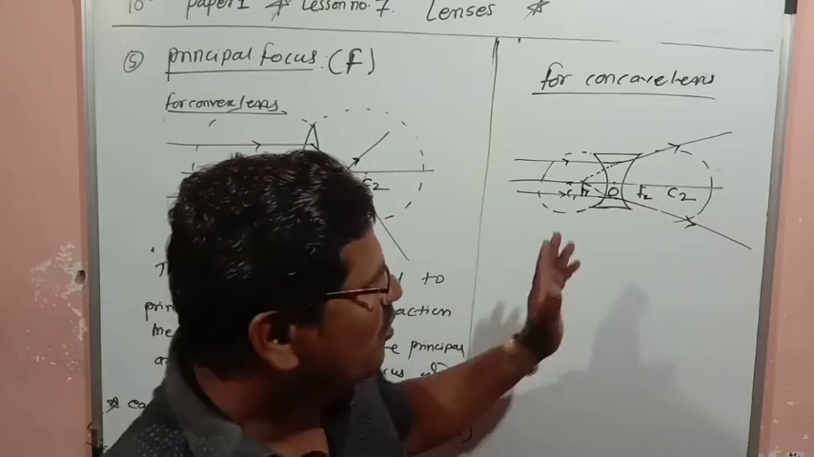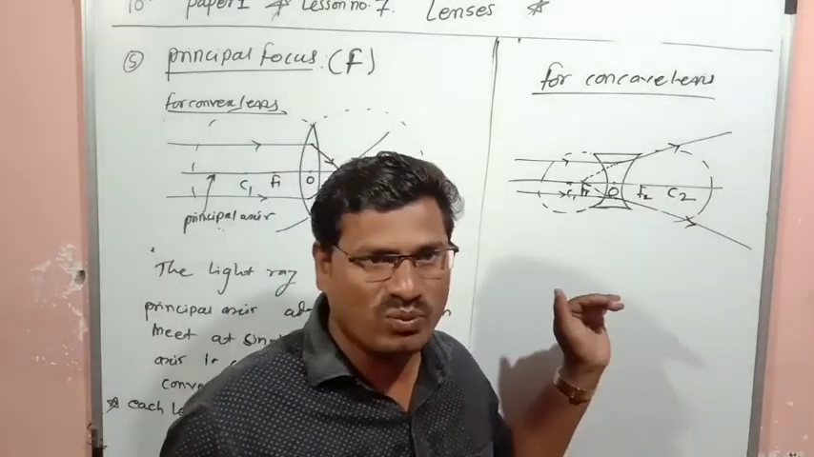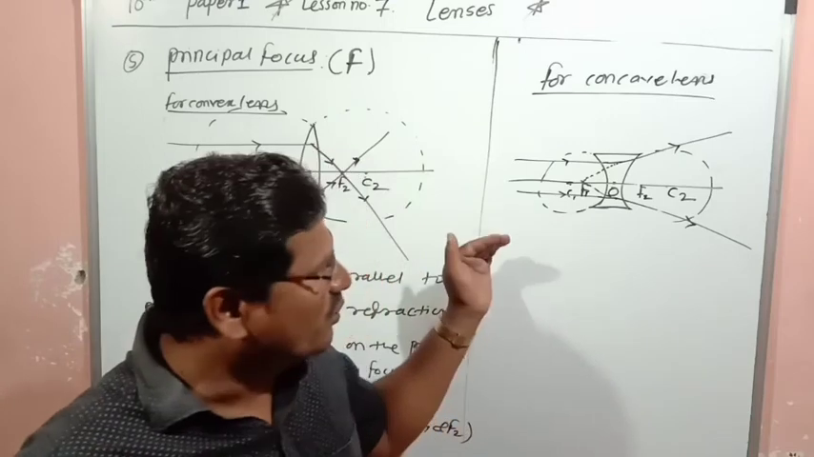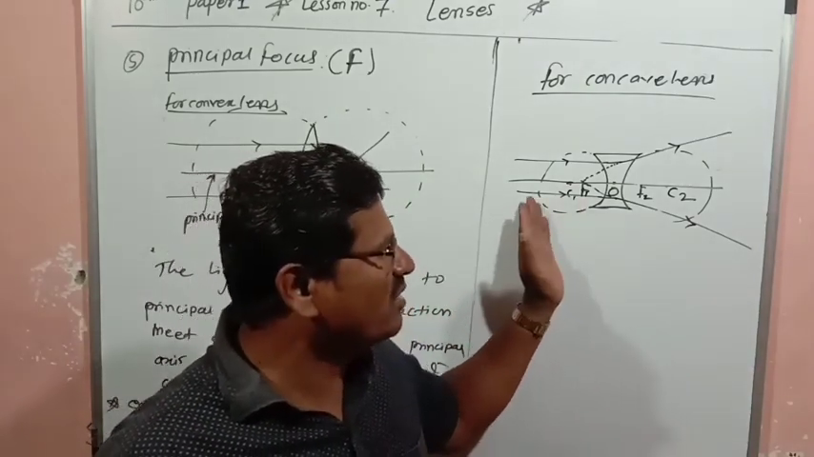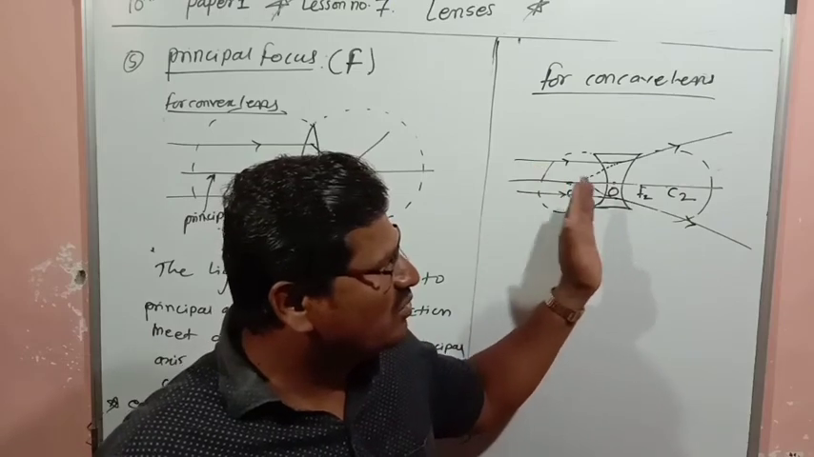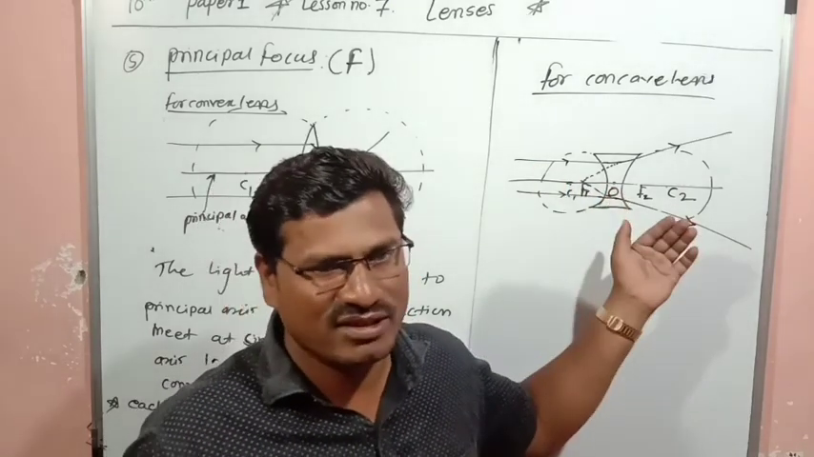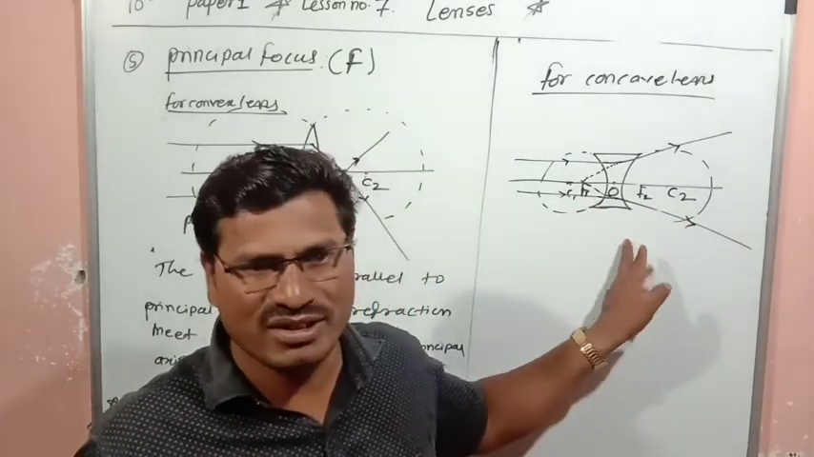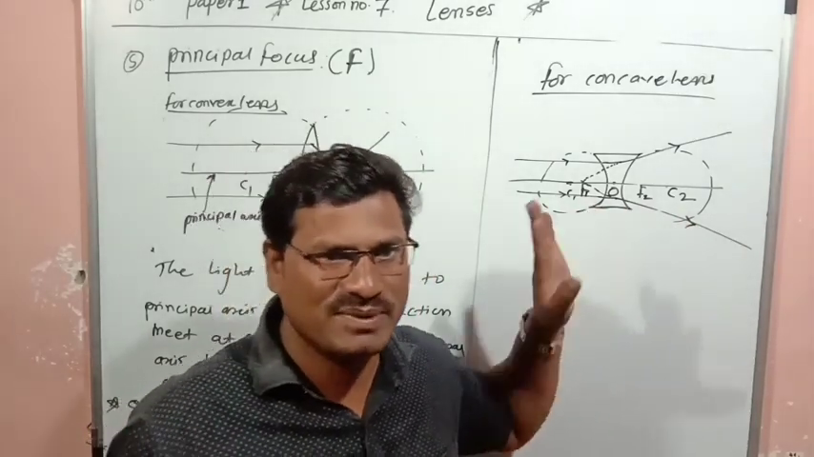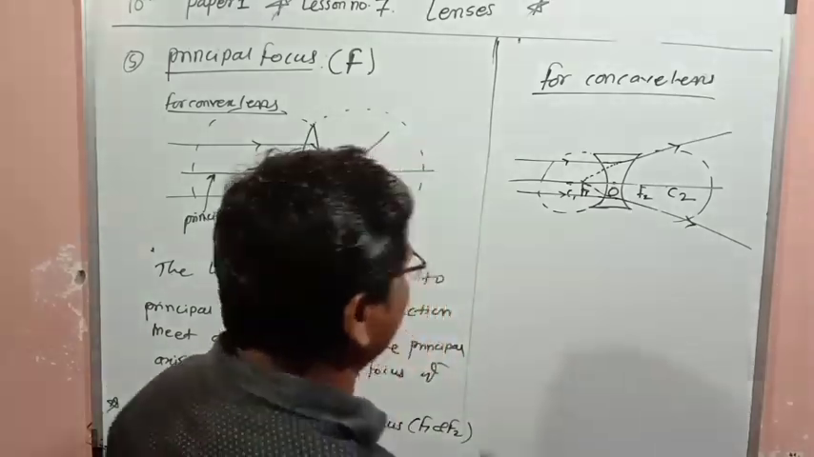So it is the point on the principal axis where light rays appear to be coming from. If light rays are coming parallel to the principal axis, after refraction they get diverged, but they appear to be coming from a single point on the principal axis. It is called the principal focus.